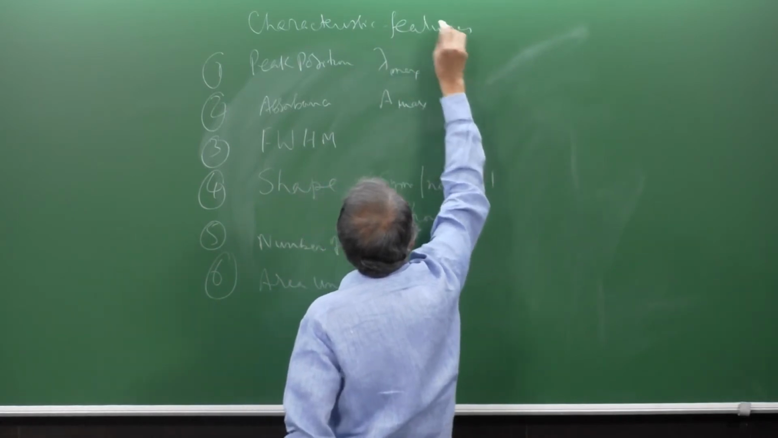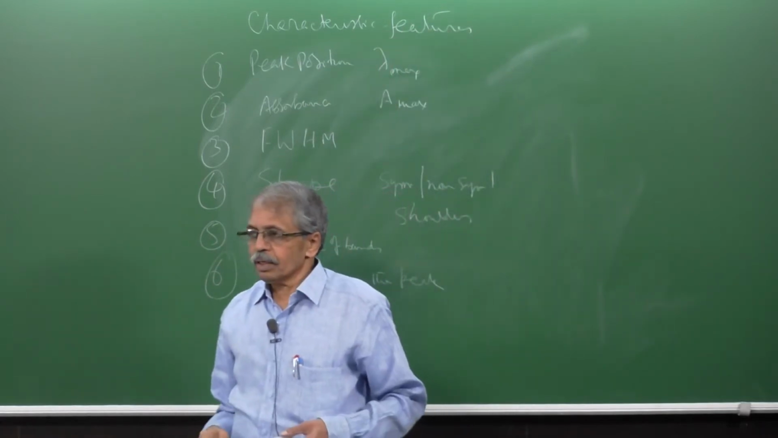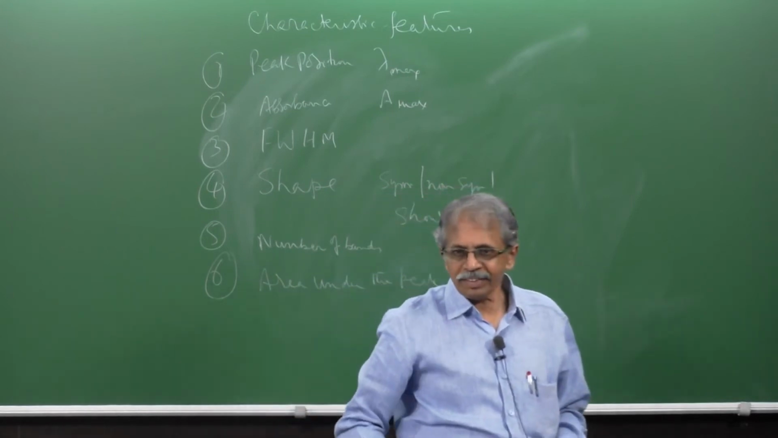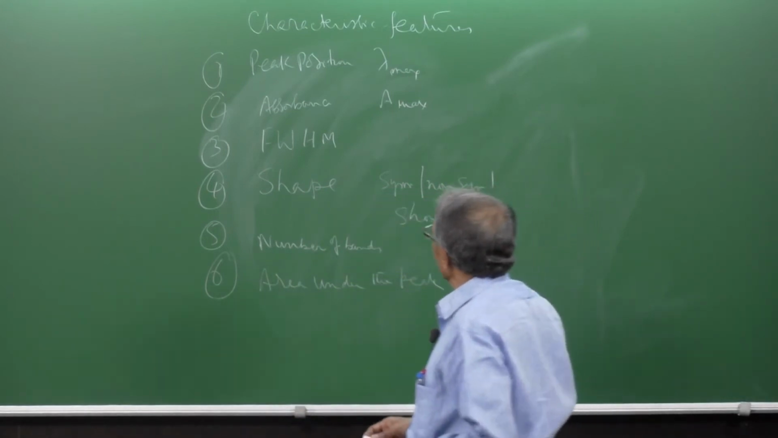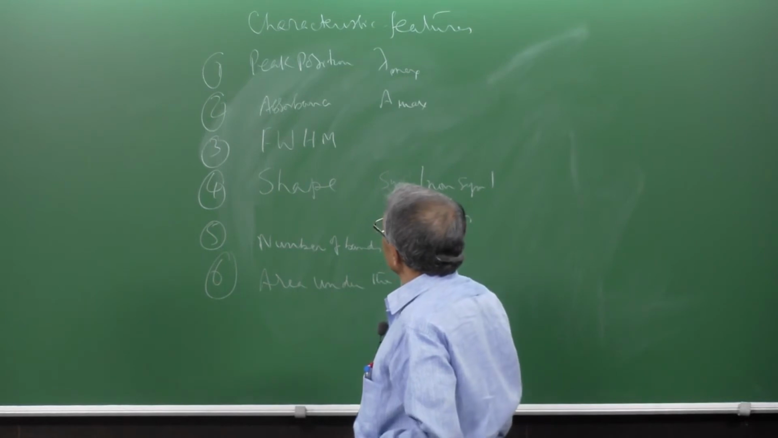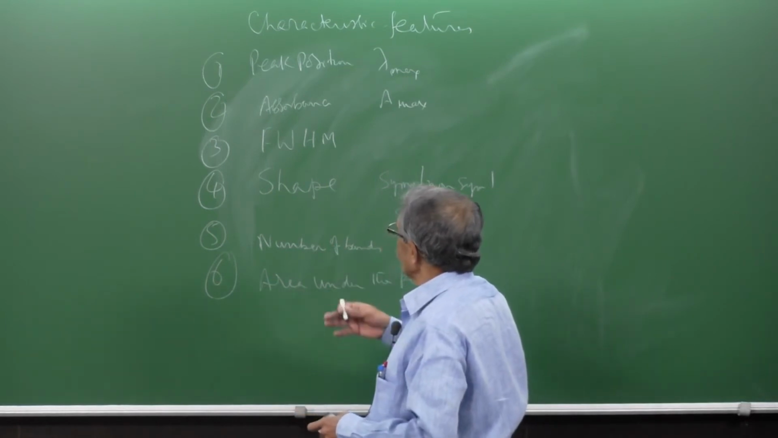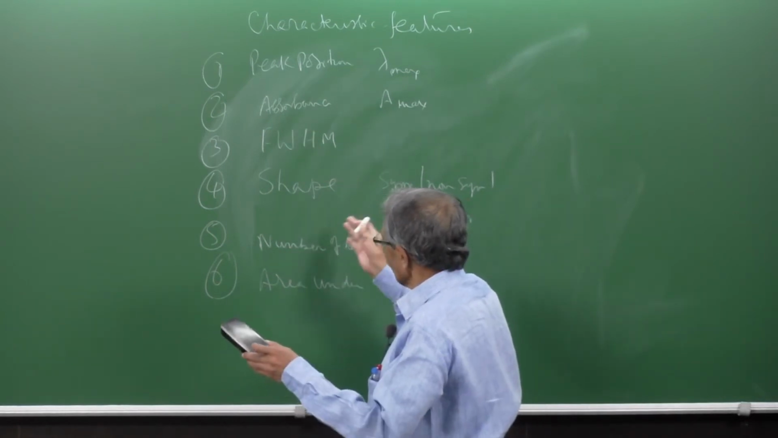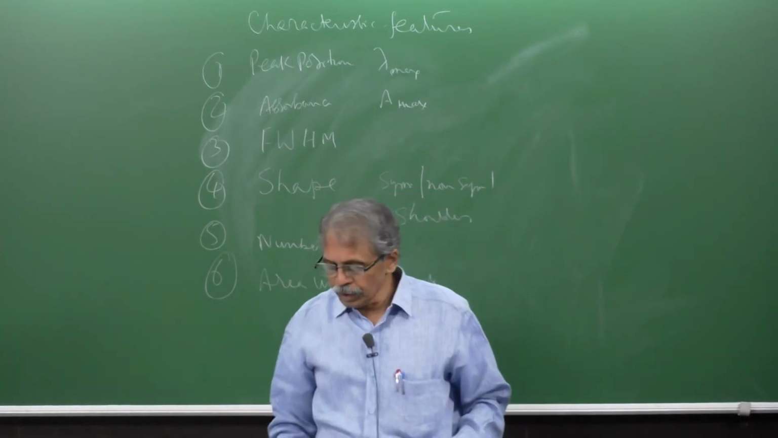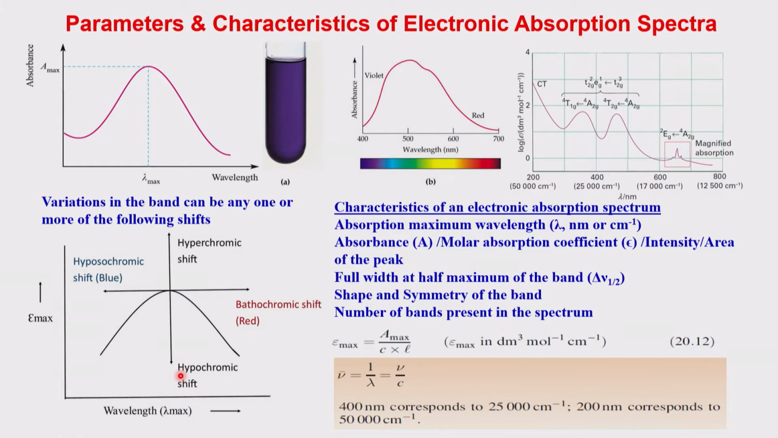So if you take two different compounds, not all these 6 will match at any given point. Of course absorbance and so on, you may have a match, but not everything: not the width, not the shape, not the number. So these will differ. A huge number of parameters are there in these things.